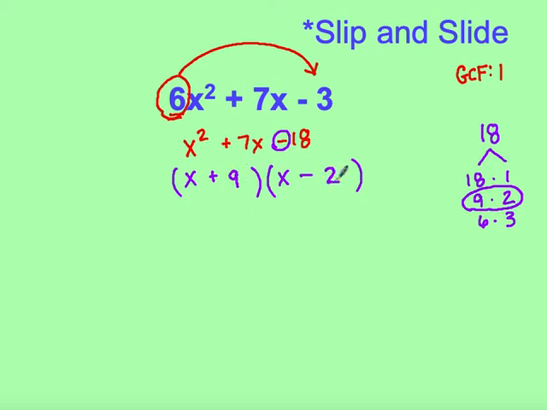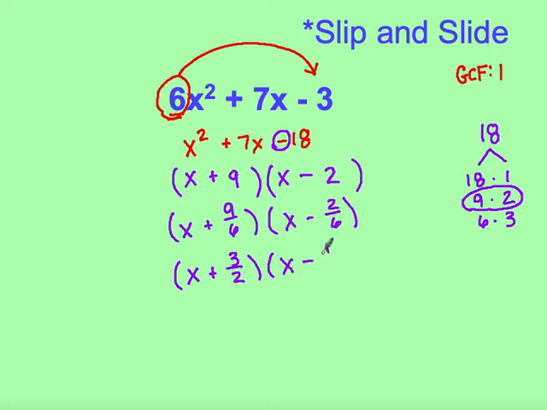Now here's the problem. If I check this, I know that I'm not going to get what I got at the beginning, because 9 times negative 2 is not negative 3. But you remember that we slid that 6 to the other term. Now we've got to take it back out of there. So what I'm going to do is divide that last term, each of them, by that 6 I took out at the beginning. All right, now, if you have a reducible fraction, reduce it to its simplest form. So this would be x plus 3 halves, and this would be x minus 1/3.